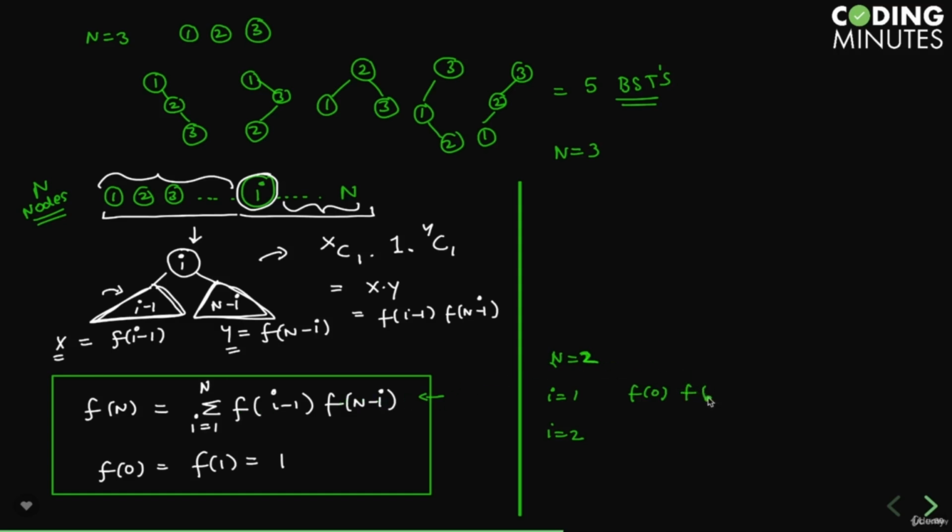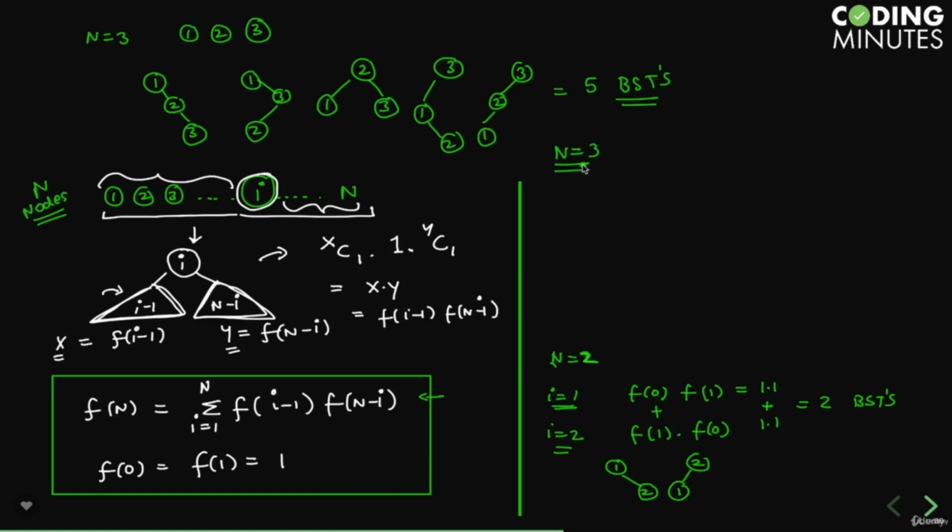N is 2, I is 1, so it will be f of 1, plus when the value of I is 2, so it will be 2 minus 1, that is 1, and 2 minus 2, that is 0. So you can see this will be 1 into 1 plus 1 into 1. That means 2 BSTs are possible, which is true because when you have 2 nodes, either you can make 1 2 or you can make 2 1. When you're using 1 as a root node, you have one BST. When you're using 2 as a root node, you also have one such BST.